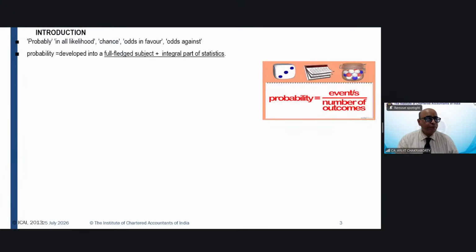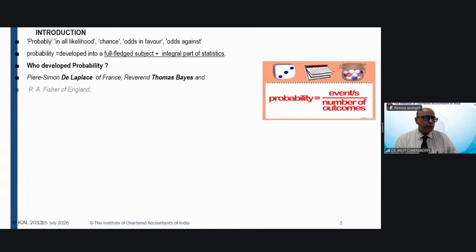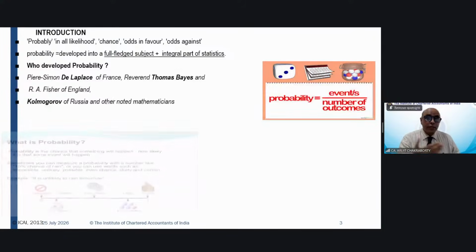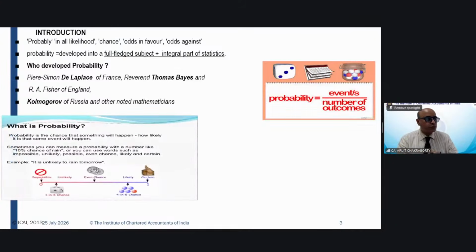Sometimes in the exam, in the problems you might face, you might see a particular term which is called odds in favor, odds against. So probability is today, as we saw, a full-fledged subject. It is a very important part of statistics. Who developed probability? Just for your reference, Simon de Laplace of France, the celebrated statistician R.A. Fisher of England, even the well-known mathematician Kolmogorov from Russia, they were instrumental in developing this scientific approach to probability.